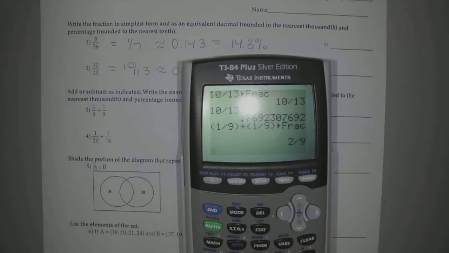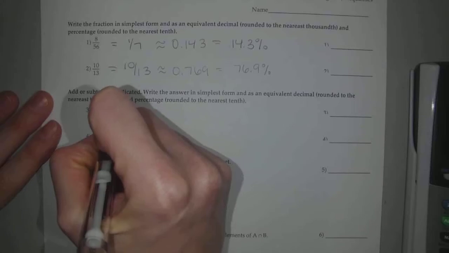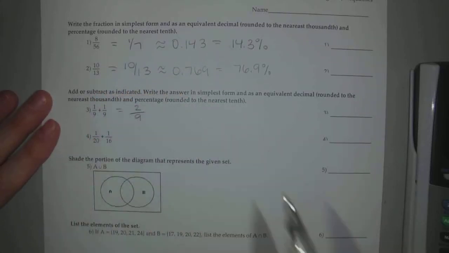That's one that we could just do in our head, right? We have the LCD of 9. What's 1 plus 1? 2. So 2/9 is going to be our reduced fraction.